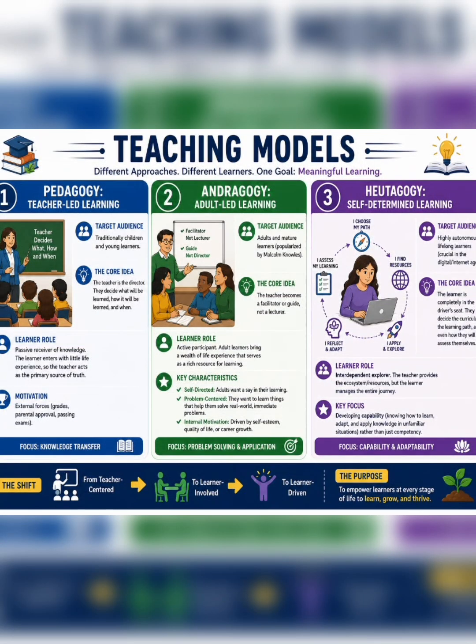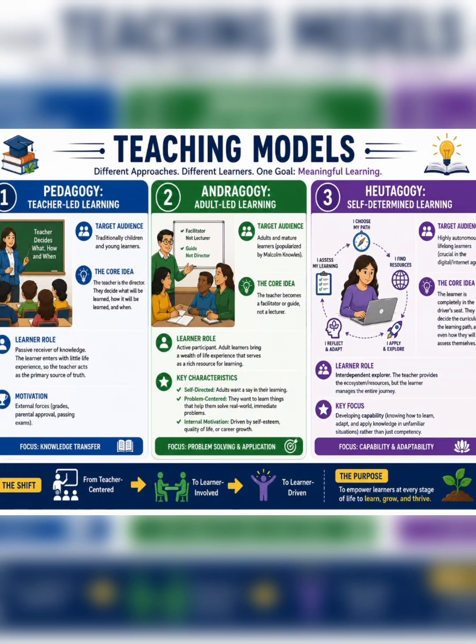The primary focus here is straightforward knowledge transfer. But what happens when we grow up? We move to column number 2, andragogy or adult-led learning, a concept popularized by Malcolm Knowles. Here, the teacher's role shifts drastically from a lecturer to a facilitator or guide. The target audience consists of adults and mature learners who bring a wealth of life experience to the table, serving as a rich resource for learning.